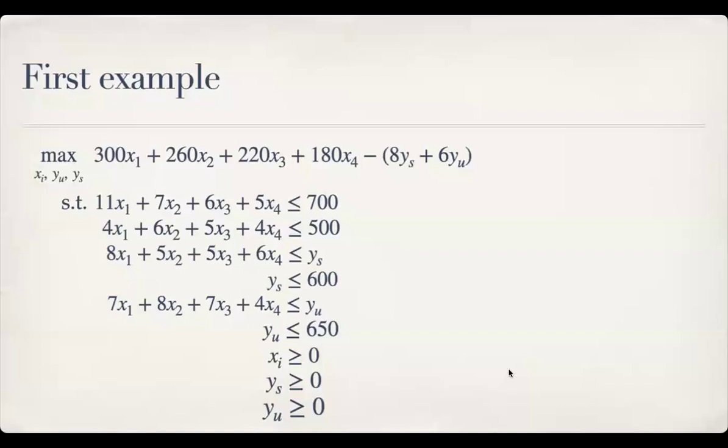Okay. For the third constraint here, you see that the right hand side is not constant. Okay, it's ys, which is our variable. We don't like this way of writing. So you should move ys to the left hand side. So it becomes 8x1 plus 5x2 plus 5x3 plus 6x4 minus ys less than or equal to 0. Okay.